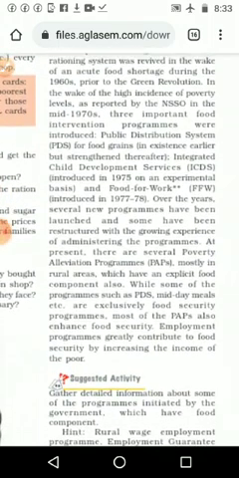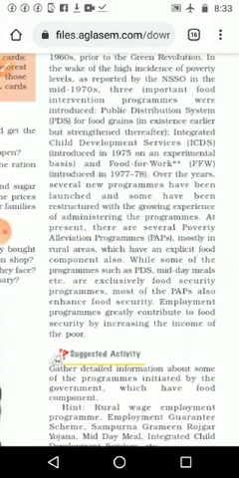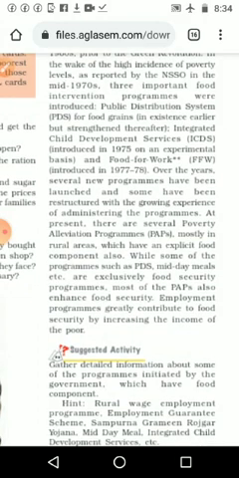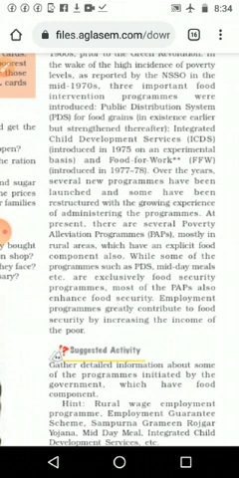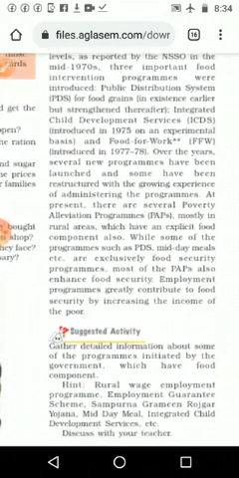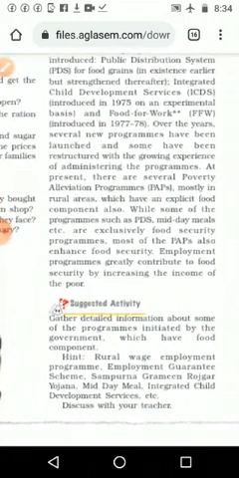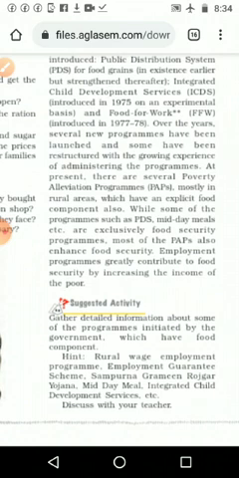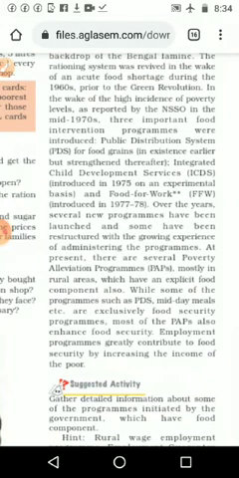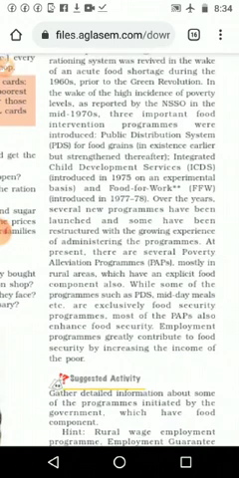One is the public distribution system for food grains, strengthened thereafter. Integrated Child Development Services (ICDS) was introduced in 1975 on an experimental basis. The next one, Food for Work (FFW), was introduced in 77-78. Because of this, we were facing the food grain shortage in different areas in different ways. So we made three programs under the government in the 1970s.